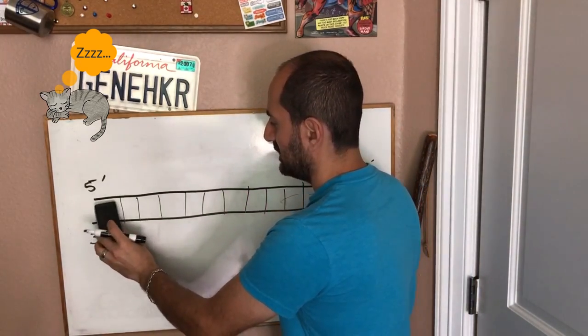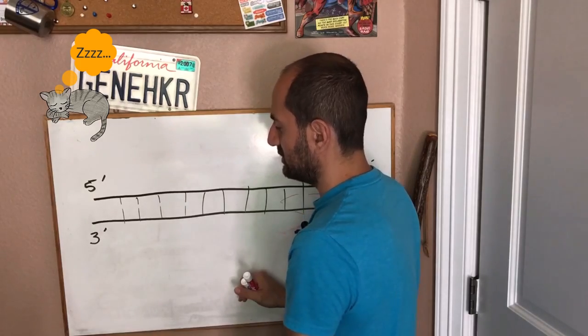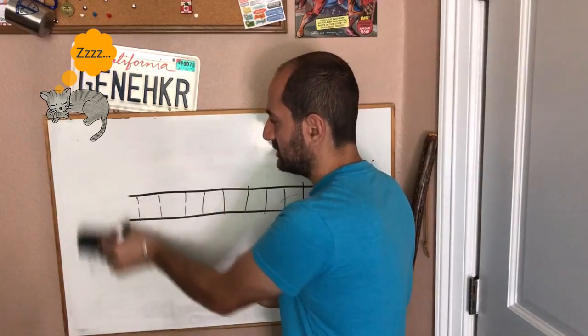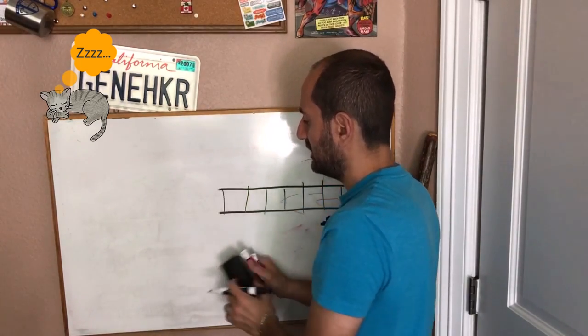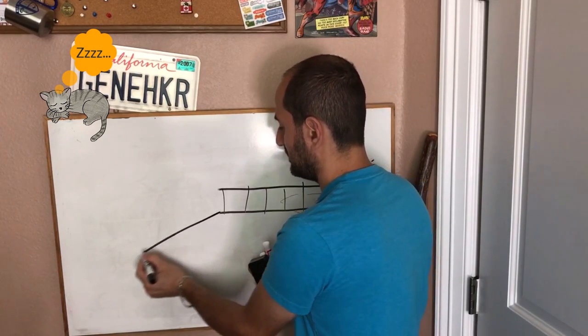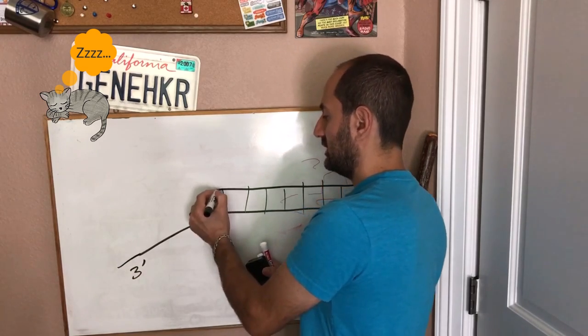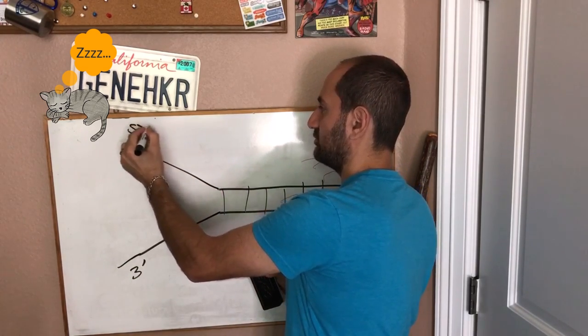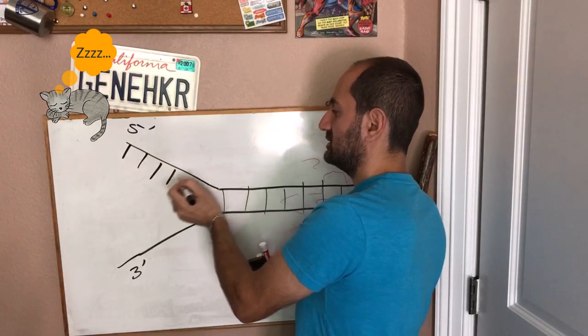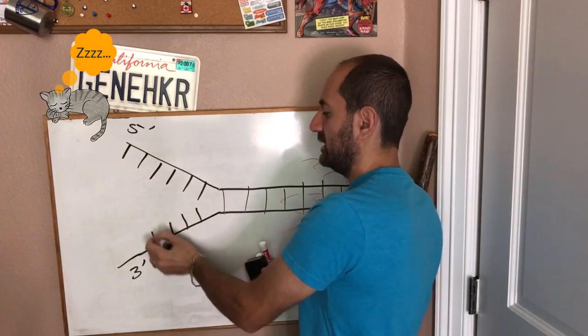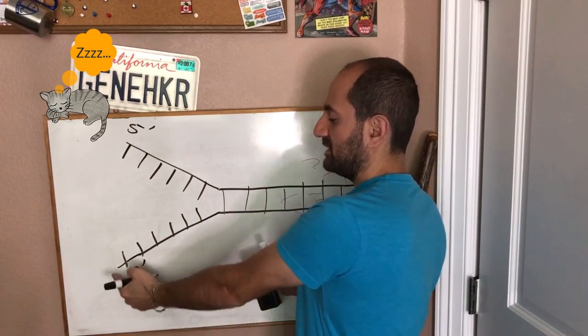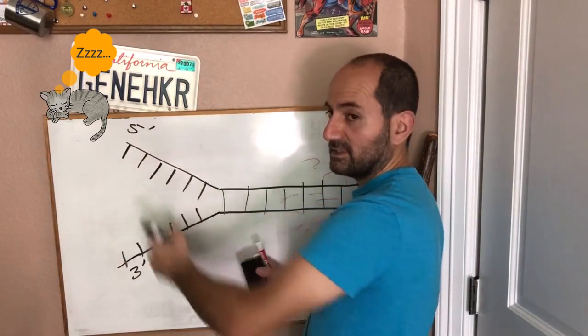Okay, so imagine an enzyme is going to come through, cut those hydrogen bonds, separating the two strands from one another. Okay, what you're going to get is something like this. That's the 3' end of this strand. And this strand, that's the 5' end of the other strand. Remember, DNA is antiparallel. That's why this end is the 3' end of this strand. That's the 5' end of the other strand.